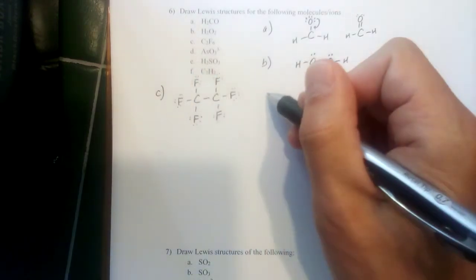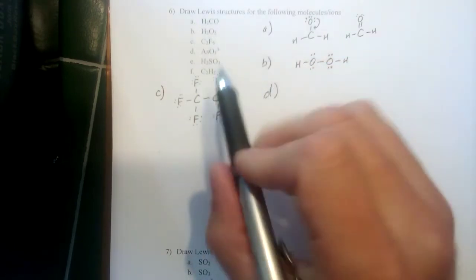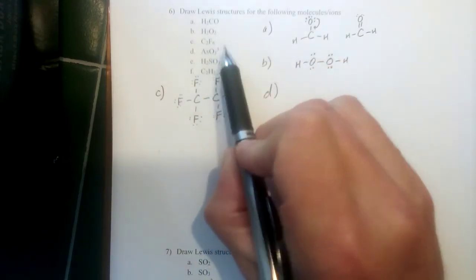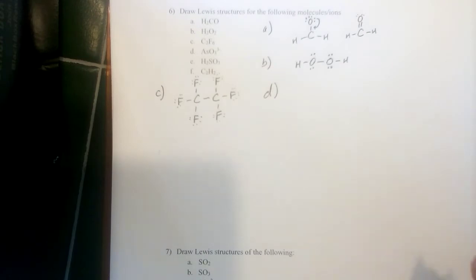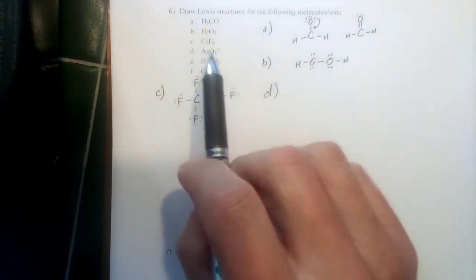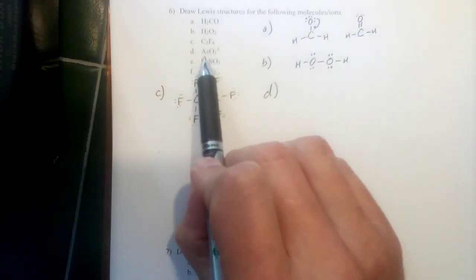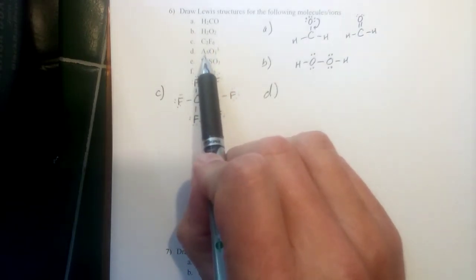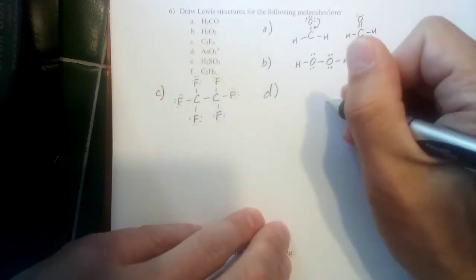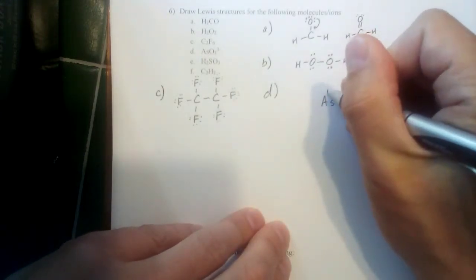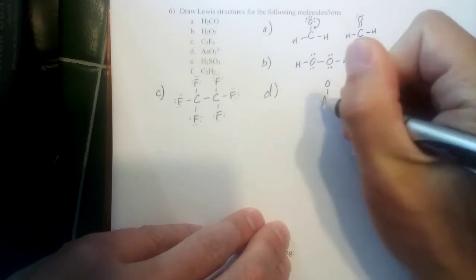Okay, D is a little different here because it's not a molecule, it's an ion. It's got a charge. We'll have to account for that charge in the electron count. So maybe this one I'll write out a little more explicitly how we get to the right electron count. The arsenic here is less electronegative than oxygen. That should start in the middle, and we'll connect the 3 oxygens to the arsenic.